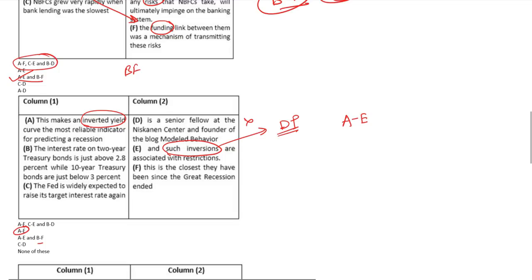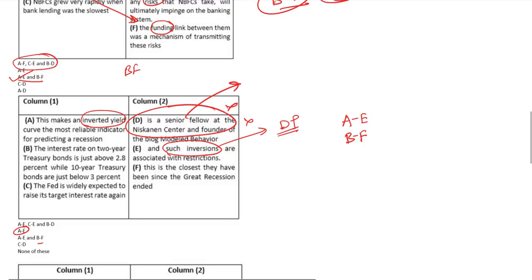Now let's try and understand if B and F are connected or not. The interest rate on 2 year treasury bonds is just above 2.8%, while 10-year treasury bonds are just below 3%. This is the closest they have been since the Great Recession ended. So B and F can go together, but you also need to understand, because 3% is a senior fellow, this is not going to happen because they're talking about a senior fellow. Do we have anything mentioned about a senior fellow? Let's read C also. The Fed is widely expected to raise its largest interest rate again. So this is out. So you have D, which has been completely knocked off.